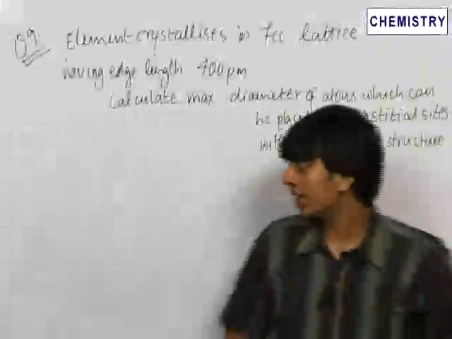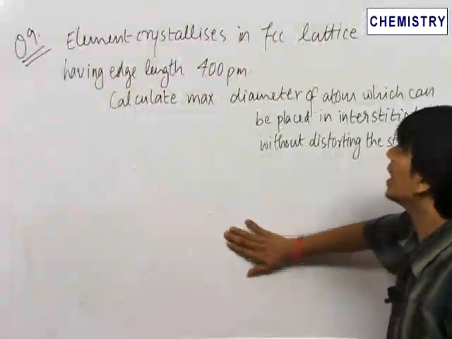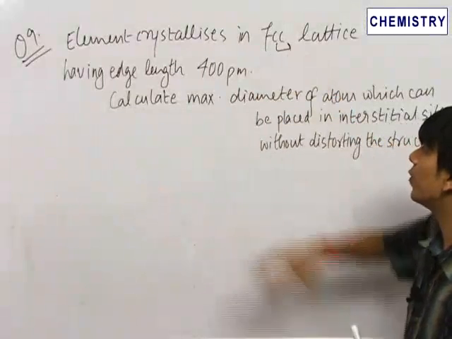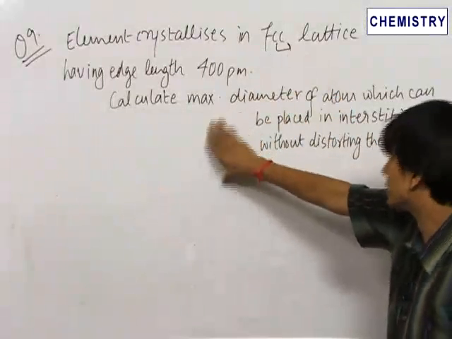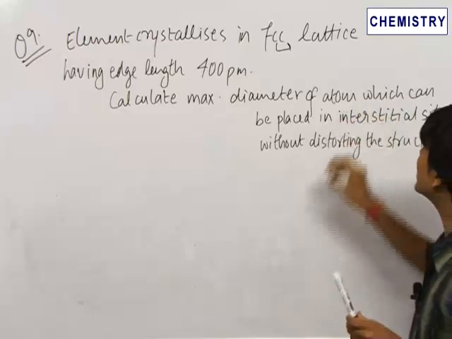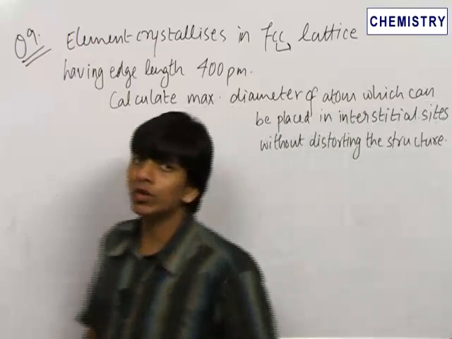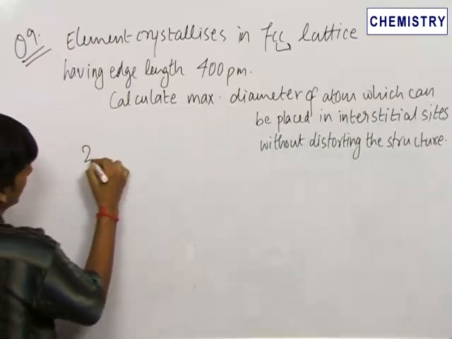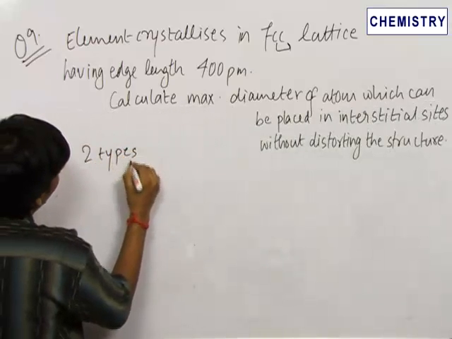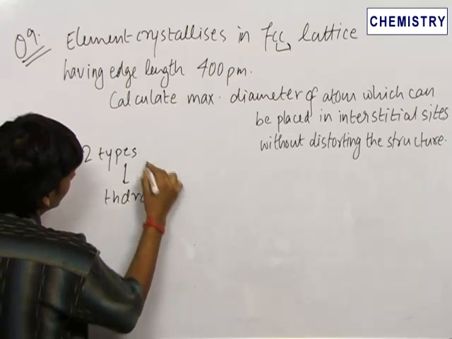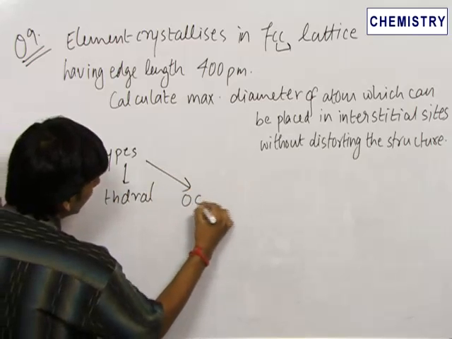The ninth question that we have: it has been given that an element crystallizes in a face-centered cubic lattice having edge length 400 picometers. We need to calculate the maximum diameter of an atom which can be inserted in a space inside without distorting the structure. So we know that FCC has two types of voids, that is tetrahedral and octahedral voids.